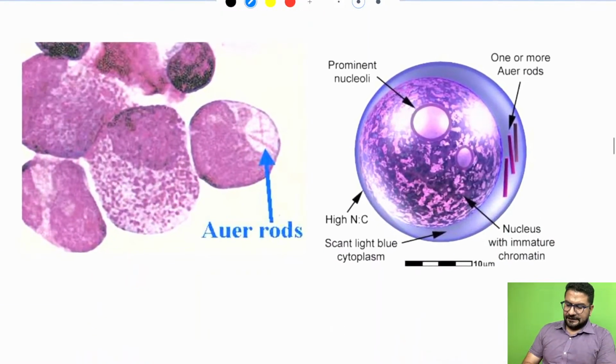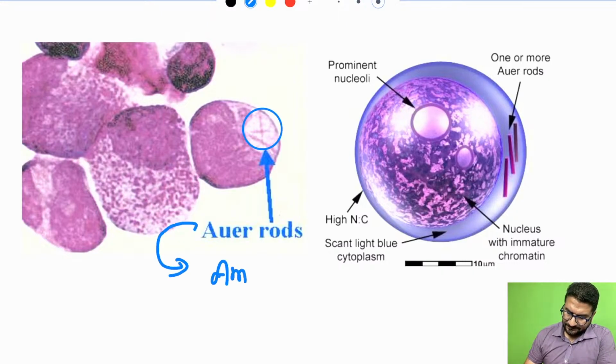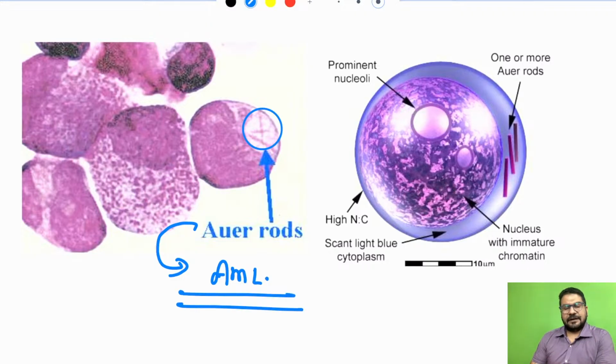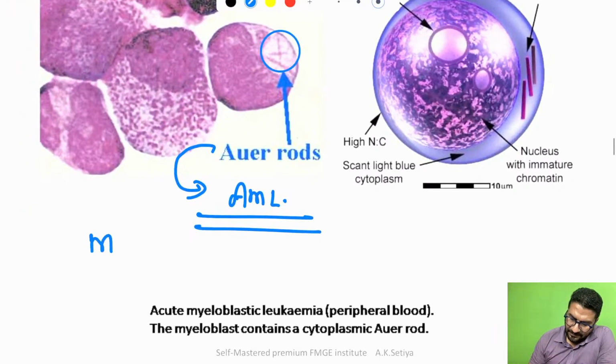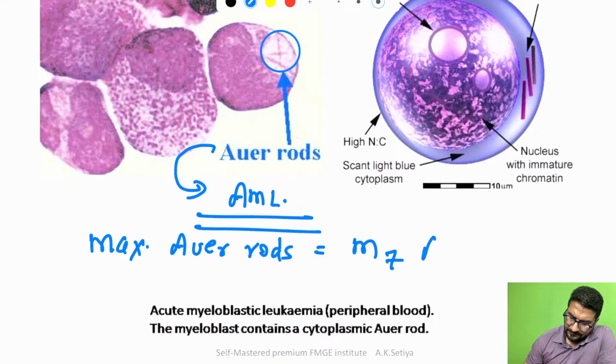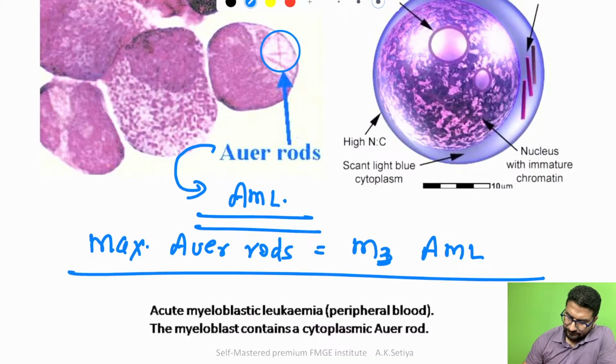Okay, now look at this. These are Auer rods. Auer rods means rod-like structures. You can see intracytoplasmic rod-like structures, and these rods are classically seen in AML. AML has many types, from M0 to M1, M2, M3, M4, M5, M6, M7. So maximum Auer rods you will see where? In M3 AML. So M3 will have maximum Auer rods. Done.